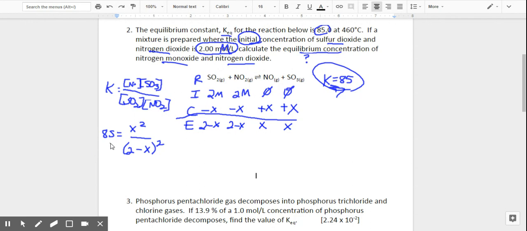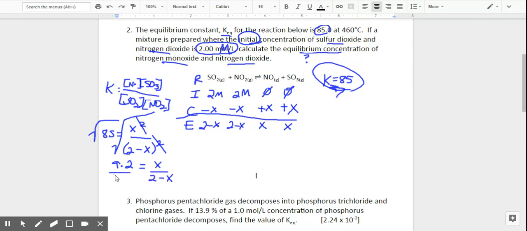Now this is where your algebra skills come in handy, okay? How do I solve for this? What do I need to do for my order of operations? Well, the very first thing I need to do is get rid of these squares. So I'm going to take the square root of both sides. And when I do, it gets rid of the squared portion of x and 2 minus x. So the square root of 85 is equal to 9.2, and that's equal to x over 2 minus x.